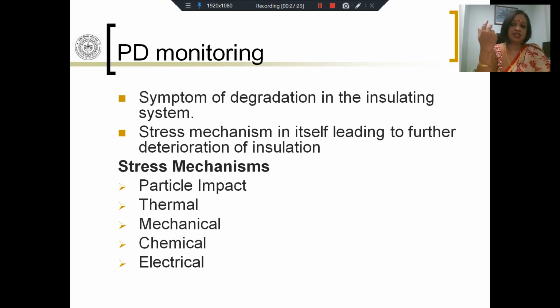So these are the two things that we have to remember. The PD can be both a cause as well as an effect. It can be a cause for deterioration or degradation. It can be an effect of degradation and maybe just a warning symbol. So it's a signal. So we need to understand what is going on and we need to take appropriate action. The stress mechanisms that are related to PD can be of various types and we are going to discuss that in the next lecture.